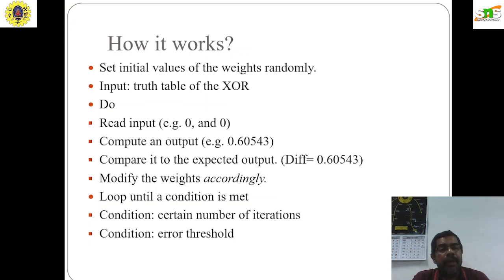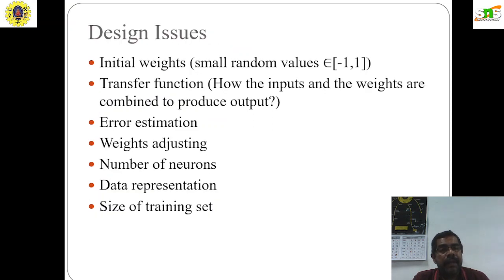and compute an output. What is the value of that output? Compare it to the expected output. What is the difference? Modify the weights accordingly. Then loop until a condition is met. For the conditions, we can use a certain number of iterations, or a certain error threshold. And we have to see what the design issues are.